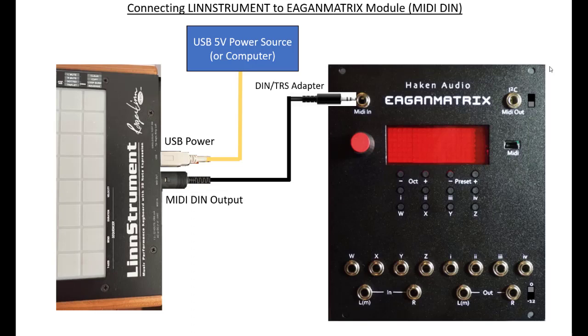My favorite way is to simply power the LinnStrument with some USB power source. It could be your computer, it could be a battery pack, it could be anything that puts out the USB 5 volt that'll power the LinnStrument. And then I just connect directly MIDI out of the LinnStrument to MIDI in of the EaganMatrix module with a standard MIDI DIN cable and TRS to DIN adapter that comes with the module. This gives you a simple method of playing the module directly from the LinnStrument without any external computer involved.